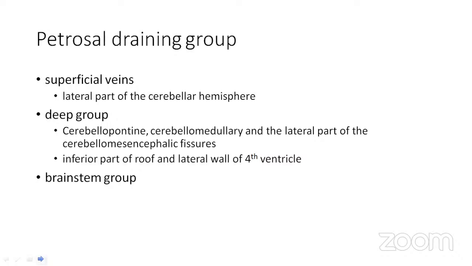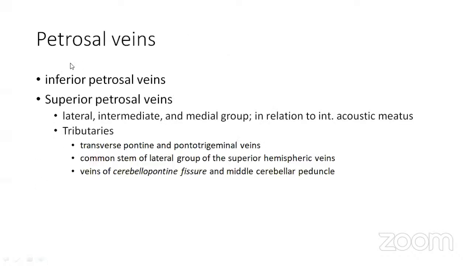The petrosal draining group has its drainage from superficial veins that supply the lateral part of the cerebral hemisphere and deep group from the cerebellopontine, cerebellomedullary, and the lateral part of the cerebellomesencephalic fissures. It is also supplied from the inferior part of the roof and lateral wall of the fourth ventricle and brainstem group. It has been divided into inferior petrosal veins, which drain into the inferior petrosal sinus, and superior petrosal veins, which drain into the superior petrosal sinus.